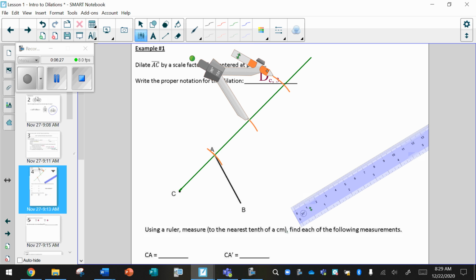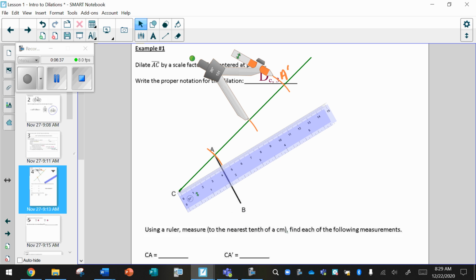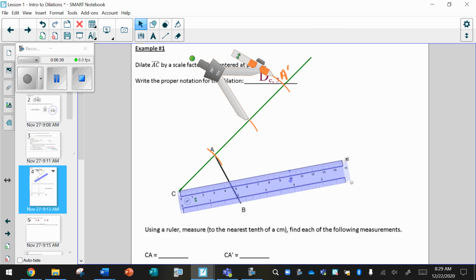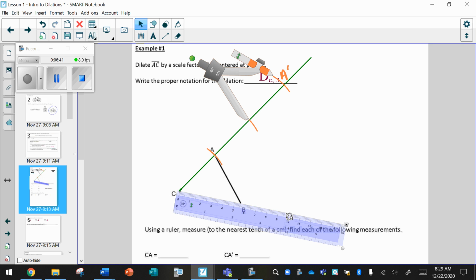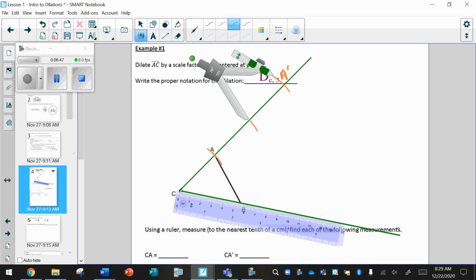That's 3. There's my new A prime. Now I follow the same steps for point B. Put my straight edge on C. Line it up with vertex B. Draw a line nice and long.